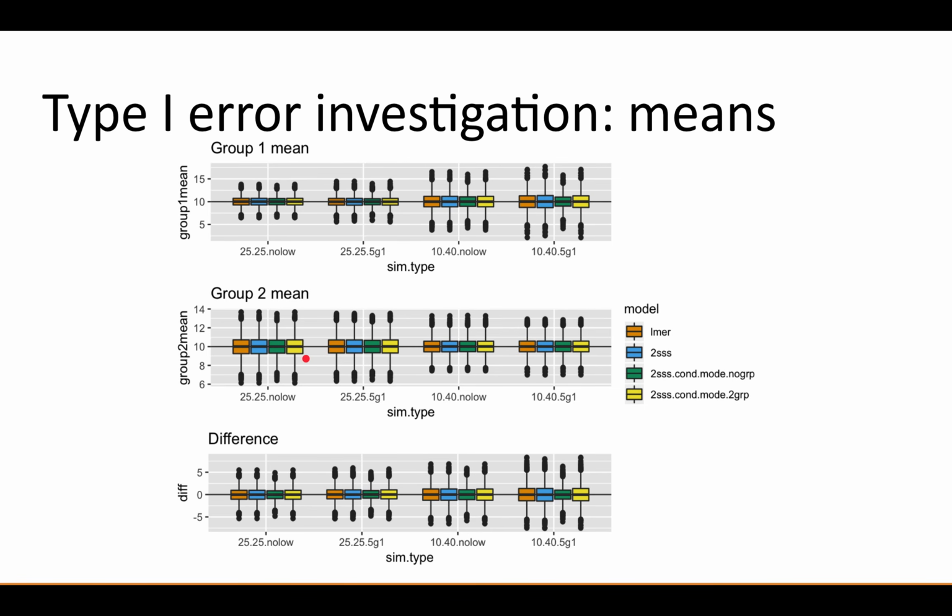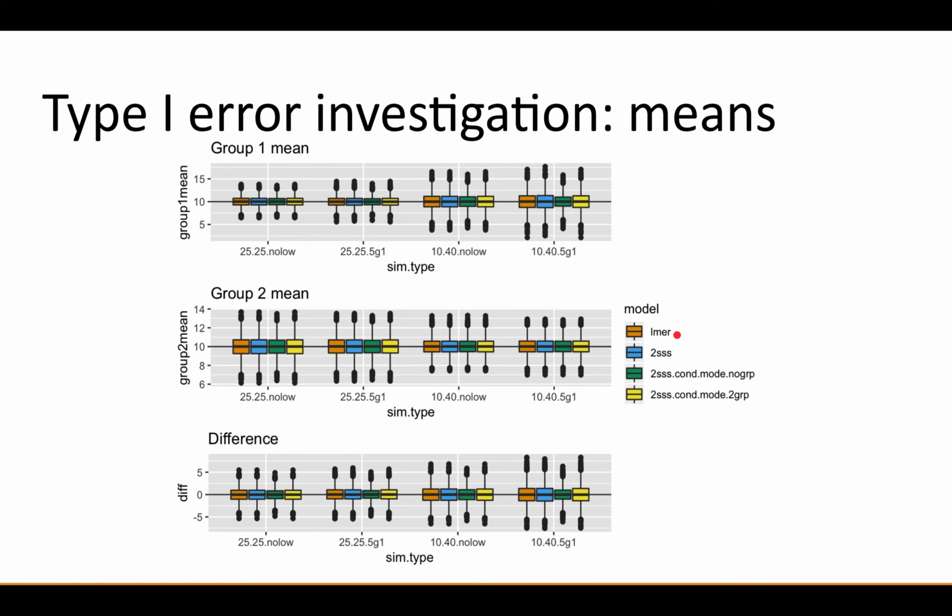Okay, starting with the type 1 error investigation, there's a lot going on here. I'm going to unpack it. So we're looking at the group difference. So I'm going to look at each mean separately, group 1 and group 2, as well as the difference. So this last one would represent the numerator of our test statistic. The different colored boxes, those are the different models we're using.